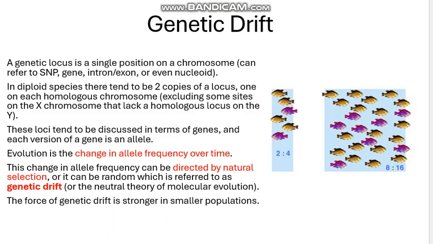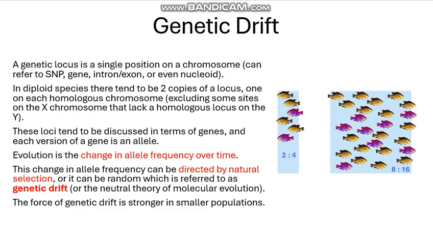Okay, now we're going to move on to some core concepts of evolutionary biology, starting with genetic drift. So a genetic locus is a single position on a chromosome, which can refer to a single nucleotide polymorphism, a gene, an intron or exon, or even a nucleoid from a prokaryote like mitochondria. In diploid species, there are two copies of a locus, one on each homologous chromosome, excluding some sites on the X chromosome that lack a homologous locus on the Y chromosome, just because the Y is a lot smaller, so it has fewer gene regions than the X chromosome.